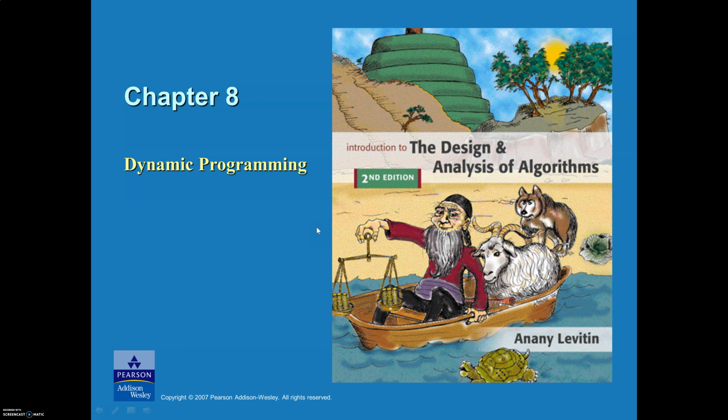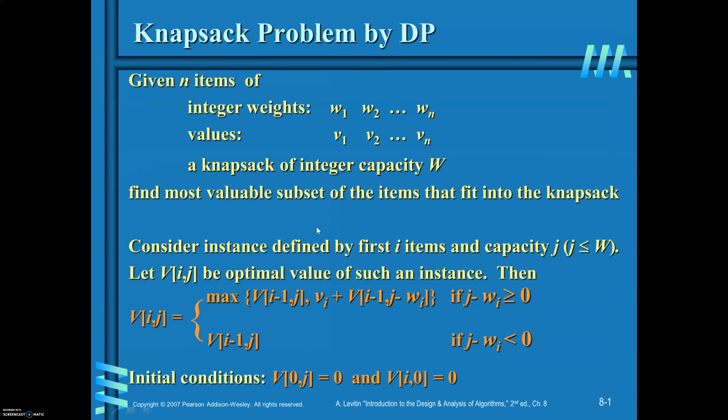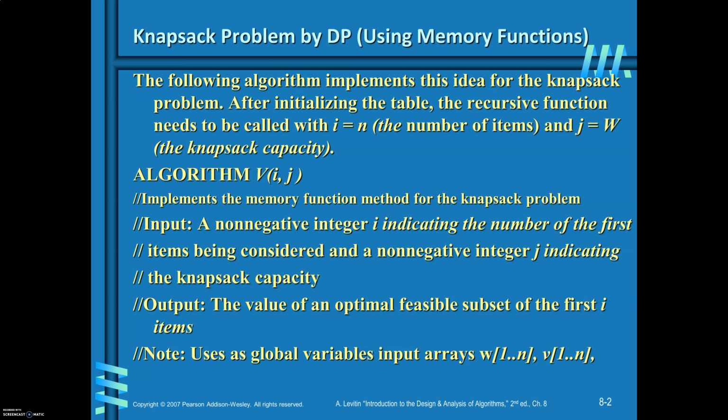In this video, you will learn how to find the solution for the knapsack problem using memory functions. In the previous video, I discussed how to find the solution for the knapsack problem using the bottom-up approach. Here, the algorithm name is V, and I and J are the parameters passed here. I indicates the items and J indicates W, that is, the capacity of the sack.